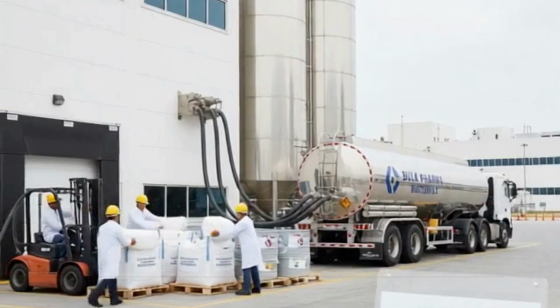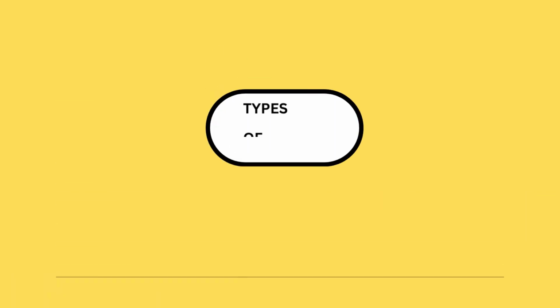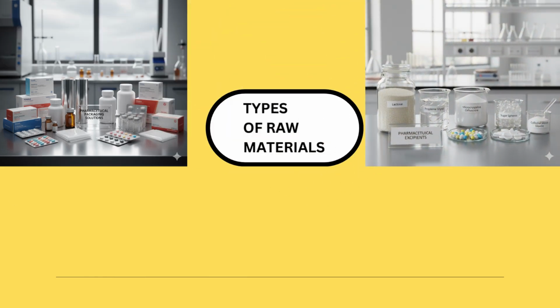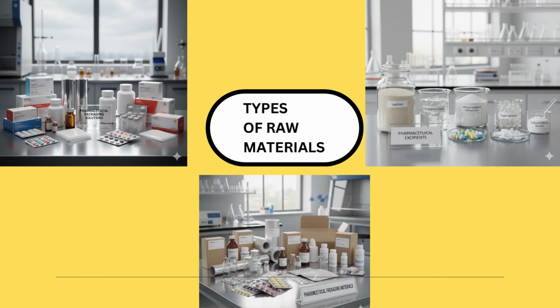Start the video with the raw material supply. So there are three main types of raw materials. The first one is active pharmaceutical ingredients, which are also called APIs. They are the main ingredients of the formulation which have the actual action on the body. The next one is excipients, which are used to improve the characteristics of APIs. Then the third one is packaging materials, which are used to store, pack and transport the prepared formulations.